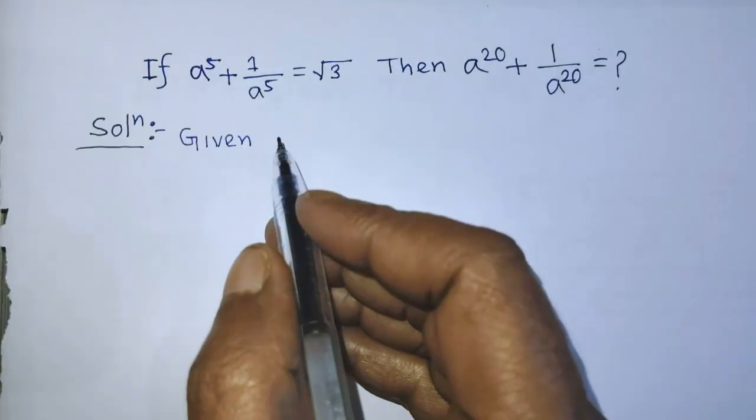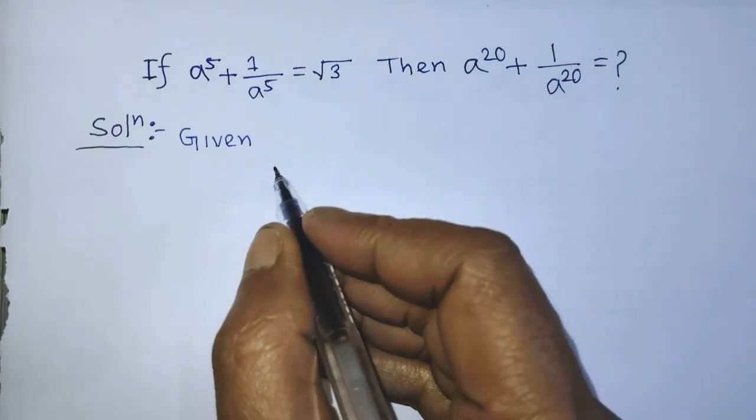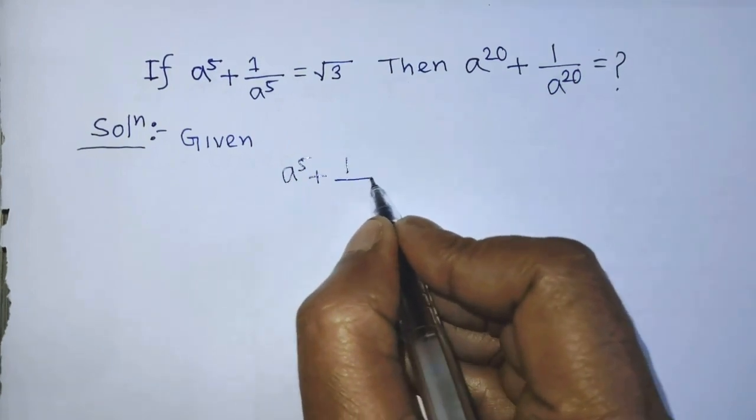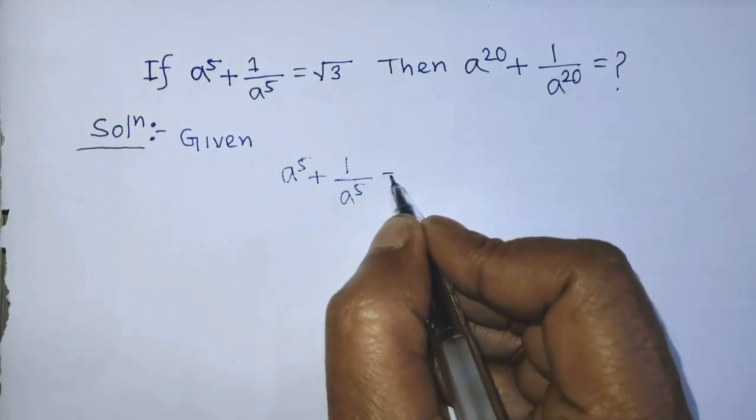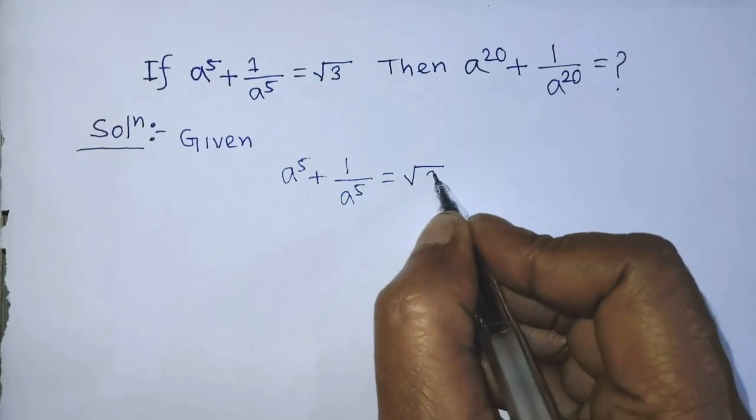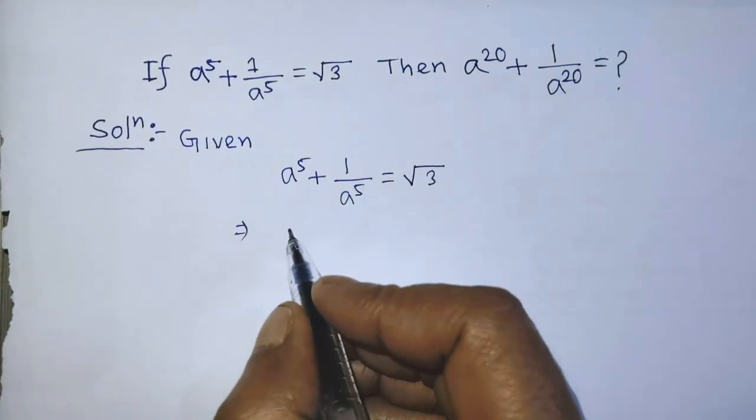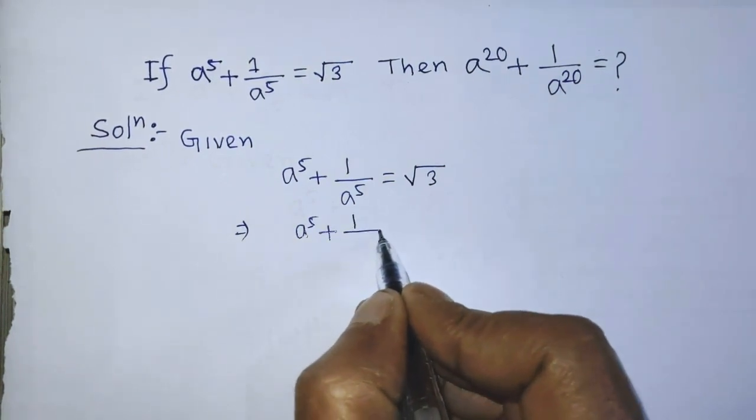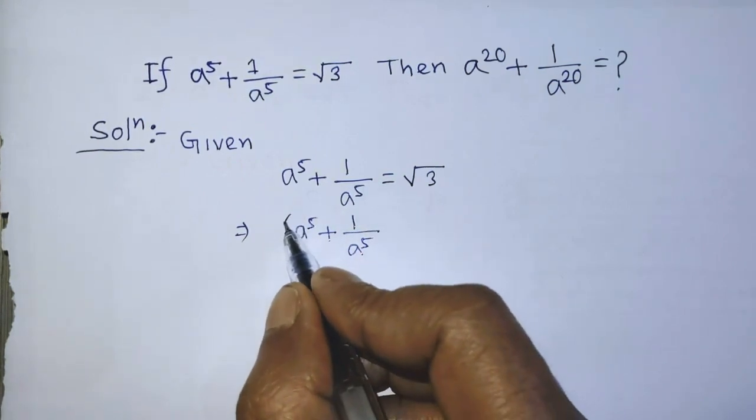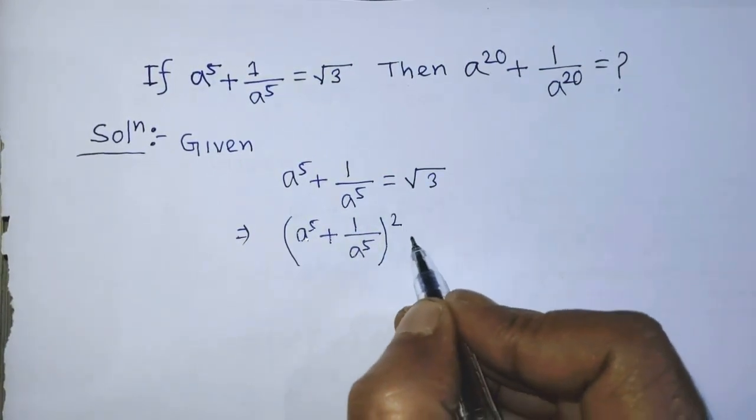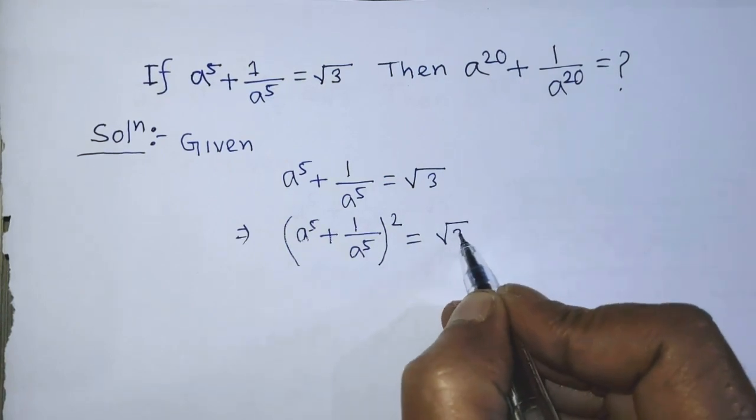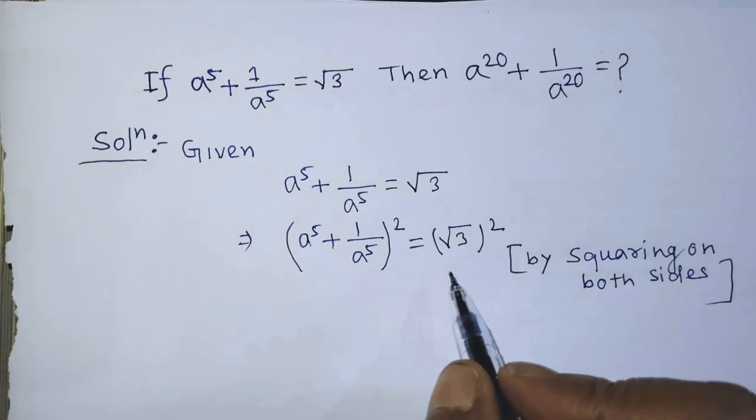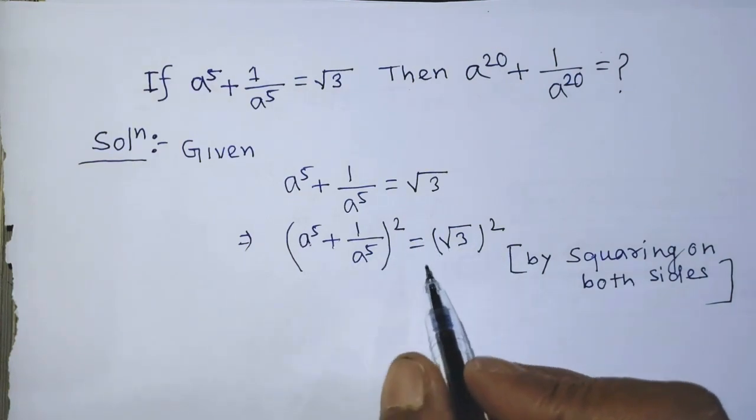So student, our given equation is a to the power 5 plus 1 over a to the power 5 is equal to square root of 3. So now we can write from this equation (a to the power 5 plus 1 over a to the power 5) whole to the power 2 is equal to (square root of 3) whole to the power 2. So student, after taking square on both sides, you get this type of terms on both sides.